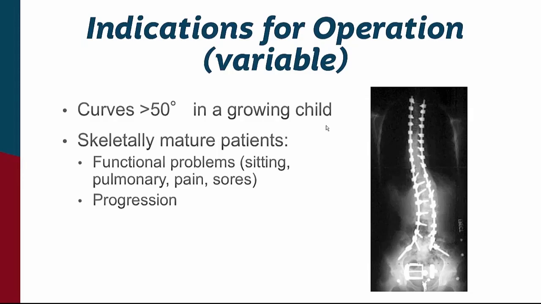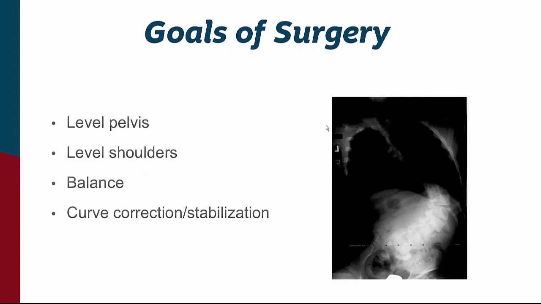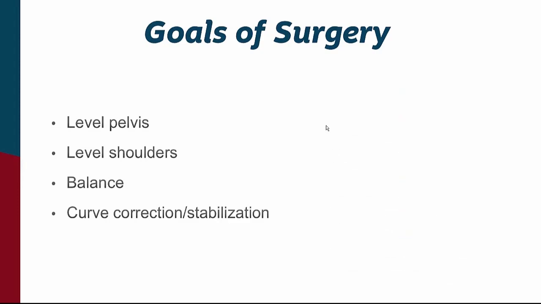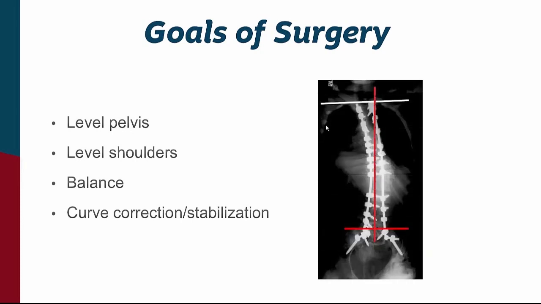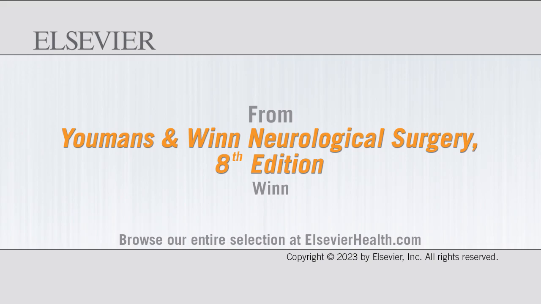Indications for surgery in these patients are often curves that are greater than 50 degrees, although typically patients are probably at 70, 80 degrees by the time they have intervention. The goals of surgery are typically to level the pelvis so that patients can sit better, to level the shoulders so that they're balanced, and then overall prevention of progression of the curve. These patients have a higher risk of surgical complications, probably in relation to their overall health and medical status, and surgical consideration should be weighed carefully in these patients.